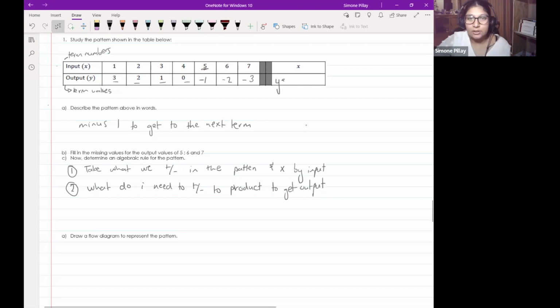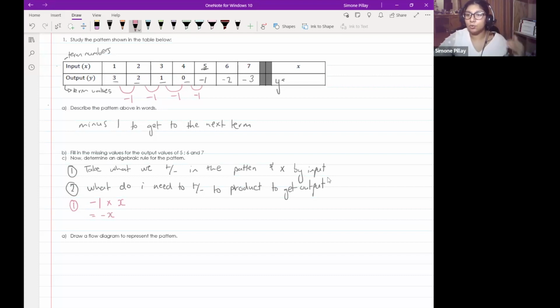Okay, so let's look at this. How am I going to start? I'm going to start by saying, what am I doing each time to get to my next term? And we already said we are minusing 1. So if I apply step 1, I need to take what I'm adding and subtracting and multiply it by my input. So that means it's going to be -1 multiplied by what's my input? X. And that is going to give me -x. I hope that makes sense to everybody.